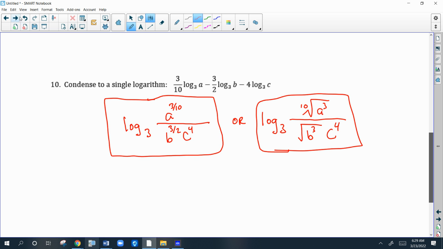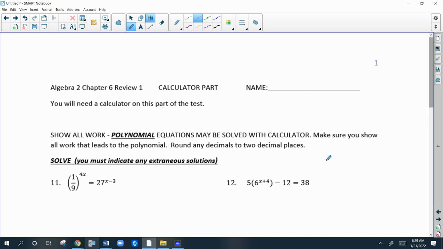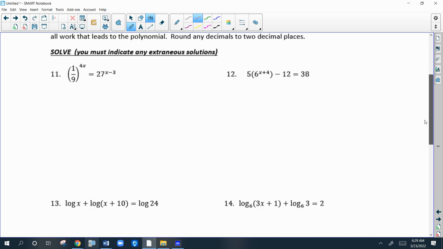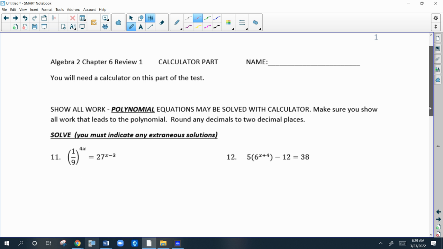So that was page 2. The next page is going to be the calculator part. That's going to look a little bit more exciting. We will do that in the next video.